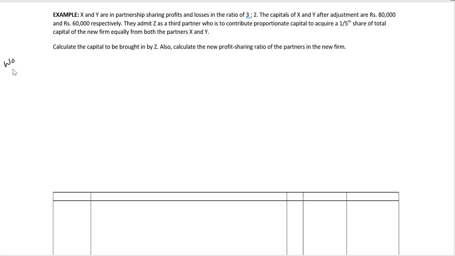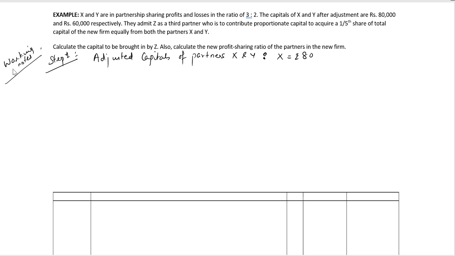So we'll begin with the working notes. It says here that Z is to contribute proportionate capital to acquire 1/5 share of total capital of the new firm. So we know that it's the second method of adjustment of capital in admission of partner. So step 1 is to get the adjusted capitals of the existing partners, that is X and Y. In the second sentence, the capitals of X and Y after adjustments are rupees 80,000 and rupees 60,000 respectively. So X's adjusted capital is rupees 80,000 and Y's adjusted capital is rupees 60,000.